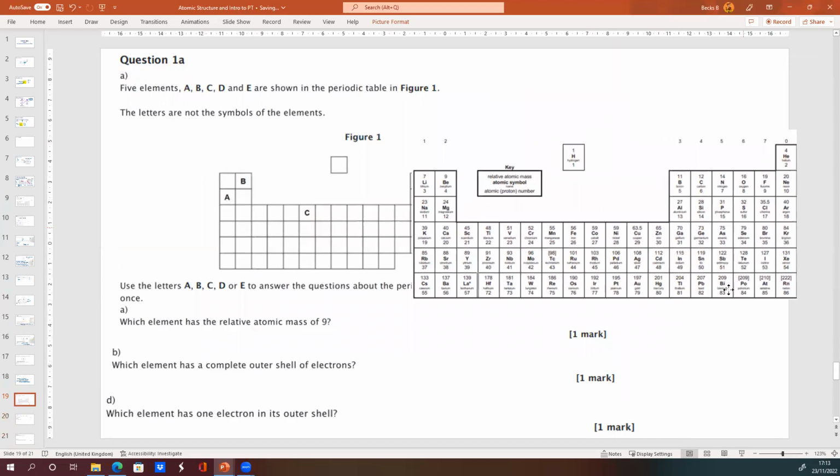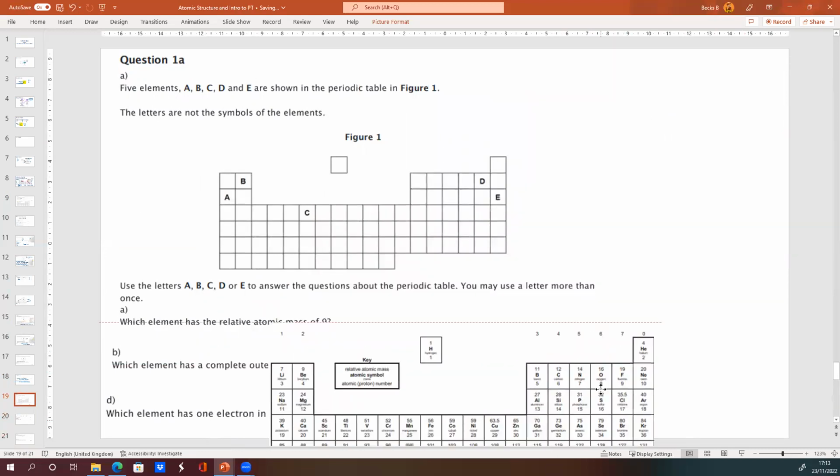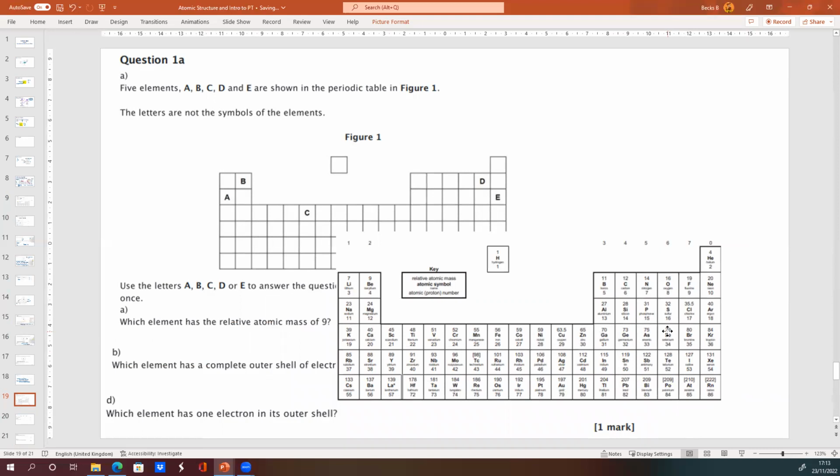Let's have a look. So relative atomic mass of 9. If we just pop it there, I know I'm covering up part of the question, but you can see this. Which element has a relative atomic mass of 9? Find the element that has a mass number of 9, and then you need to use the letters A, B, C, D, E. So not using the symbols, find it on the periodic table, and then compare it to where it is on that figure 1, that simplified one.